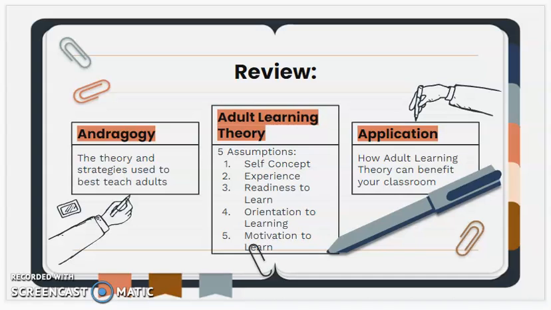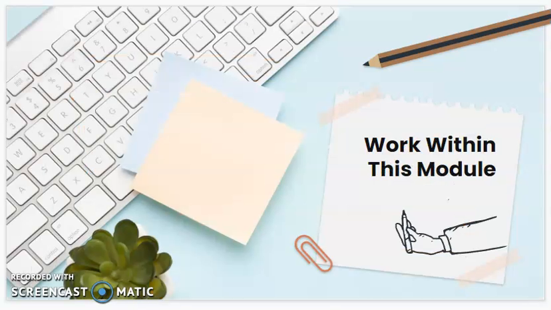In review, we have discussed andragogy, or the training and teaching of adults. We've gone over how andragogy has evolved into adult learning theory, and went through the 5 assumptions of adult learning theory, including self-concept, experience, readiness to learn, orientation to learning, and motivation to learn. And lastly, we discussed the ways in which you can think through some of the strategies to implement each of these assumptions into your own classroom.